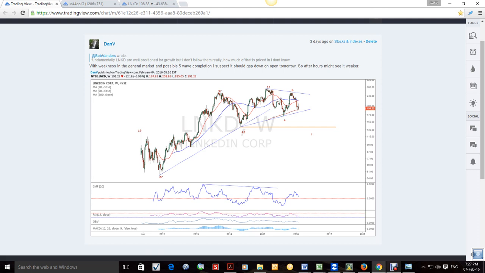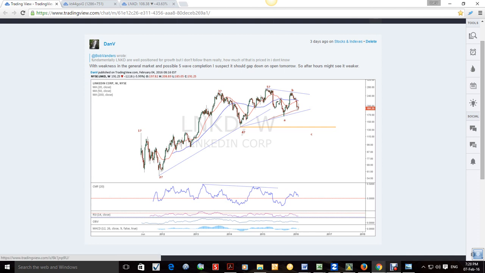So my comment was that we have a weakness in the general market, as I've just described. We have possibly a concluded 5-wave cycle top. So my conclusion was that maybe on an earnings announcement, regardless of how good it is, it is likely to disappoint the market, and the stock will probably gap. I didn't expect what happened, but I did anticipate that gap down on open last week.